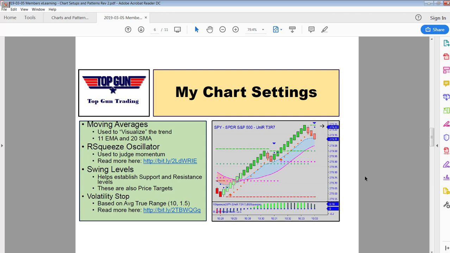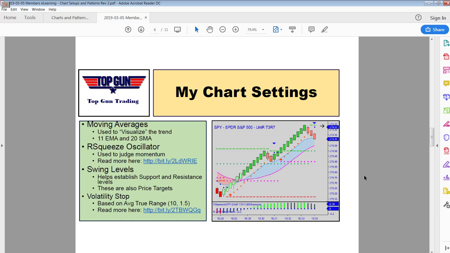All right, my chart setups. We're going pretty fast. There are only about 11 or 12 charts here, and then we're going to go into the live charts. But we're smoking right along. Moving averages. I use them to help visualize the trend. I used an 11 exponential moving average and a 20 simple moving average. Now, I have also found that a 9 volume weighted moving average is an approximation of a good trend, but not all systems will allow you to plot out a volume weighted moving average.